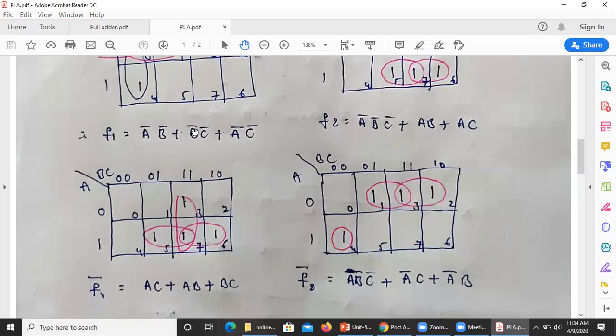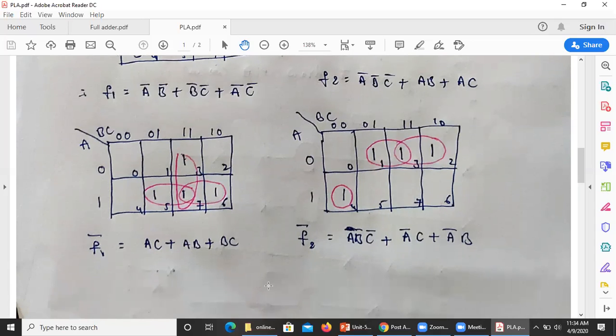F1 F2 if you are connecting, sorry, here there is no common terms in F1 F2, but there is a two common terms in F2 and F1 bar. That's why what we are taking is F1 bar you just consider and F2 you just consider. So due to that, the total number of product terms we are getting in this equation are 4.